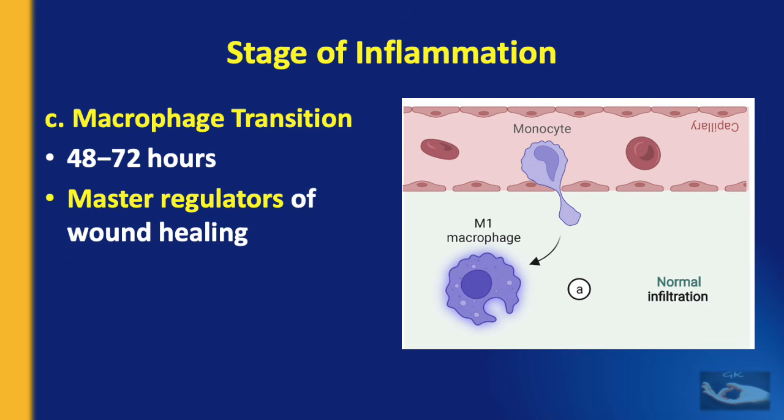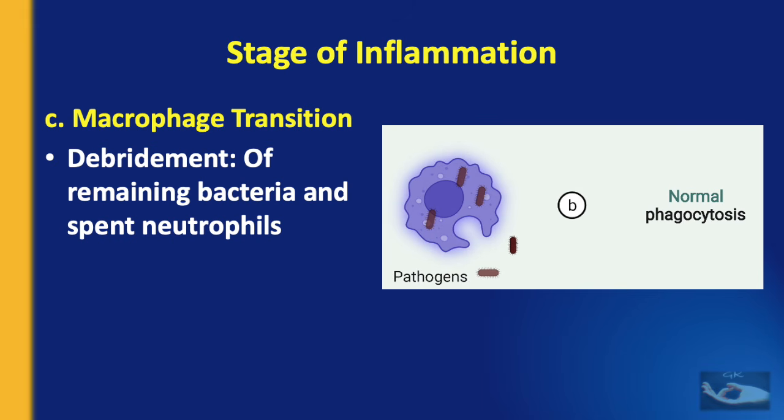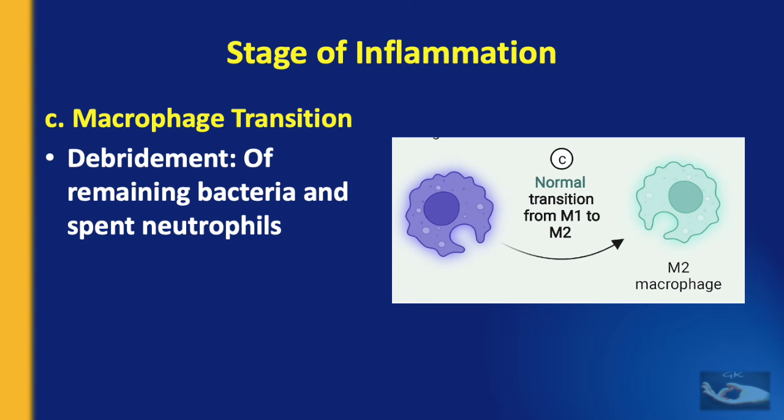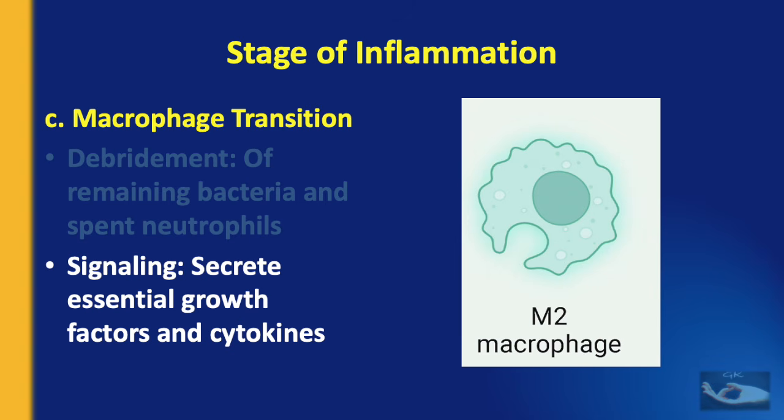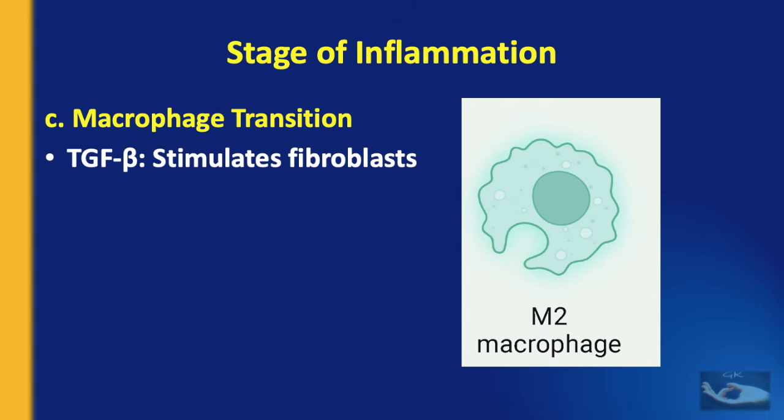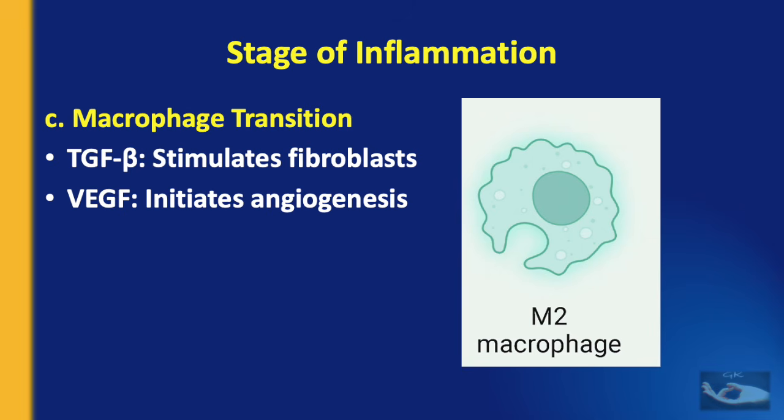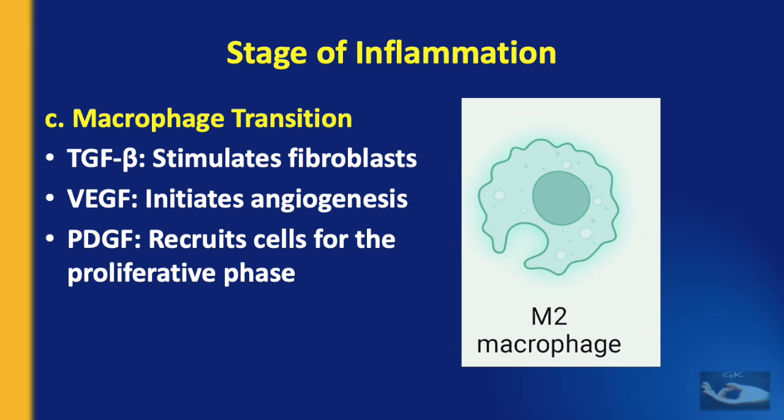These macrophages are the master regulators of wound healing, and the M1 type of macrophage mainly concentrates on debridement of the remaining bacteria and spent neutrophils, and then it undergoes the transition from M1 to M2 type of macrophage. This M2 macrophage secretes essential growth factors and cytokines like the transforming growth factor beta, which stimulates the fibroblasts, the vascular endothelial growth factor which initiates angiogenesis, and the platelet derived growth factor which recruits cells for the proliferative phase.